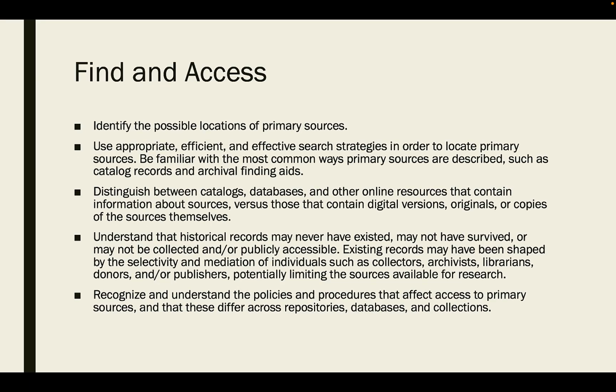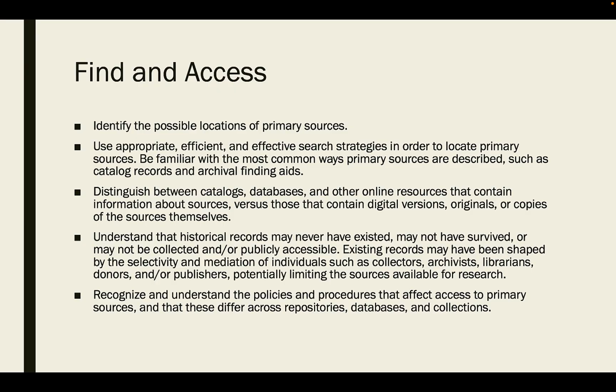The next learning objective is being able to find and access. This means that you can identify the possible locations of primary sources and where they're available or housed. You can use appropriate, efficient, and effective search strategies to locate primary sources, and can be familiar with the most common ways primary sources are described, such as catalog records or finding aids. You can distinguish between catalogs, databases, and other online resources that contain information about sources versus those that contain digital versions, originals, or copies of the sources.